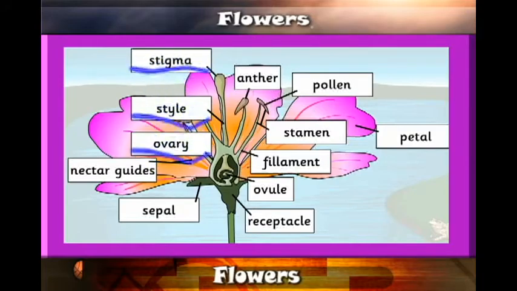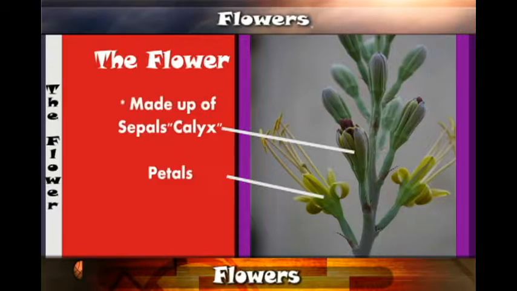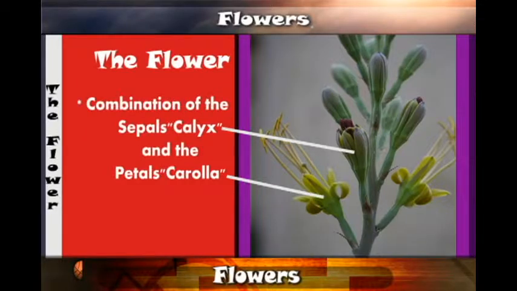And you find that the sepals, which form the calyx, and the petals that form the corolla, if we have a combination of the sepals and the petals, then that one is what we refer to as a perianth. If you're talking about a perianth, it means that you're talking about the sepals and the petals.